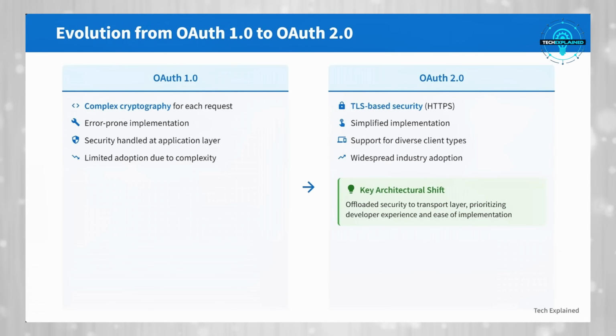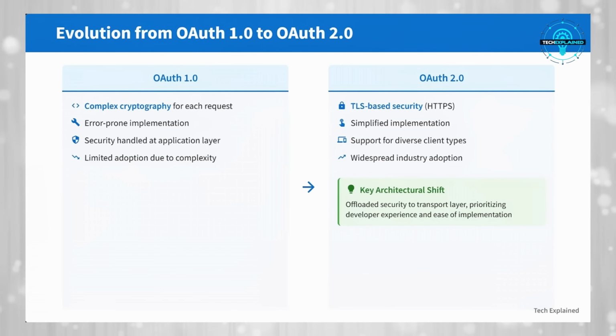By making the secure path the easier path, the protocol designers recognized that a slightly less theoretically complex but much more implementable standard would actually lead to better real-world security. What happens if we don't make security easy to implement? Well, we've all seen this movie before. Developers either skip security features altogether or implement them incorrectly, creating vulnerabilities. The OAuth 2.0 designers learned from this and made the secure approach the straightforward one.